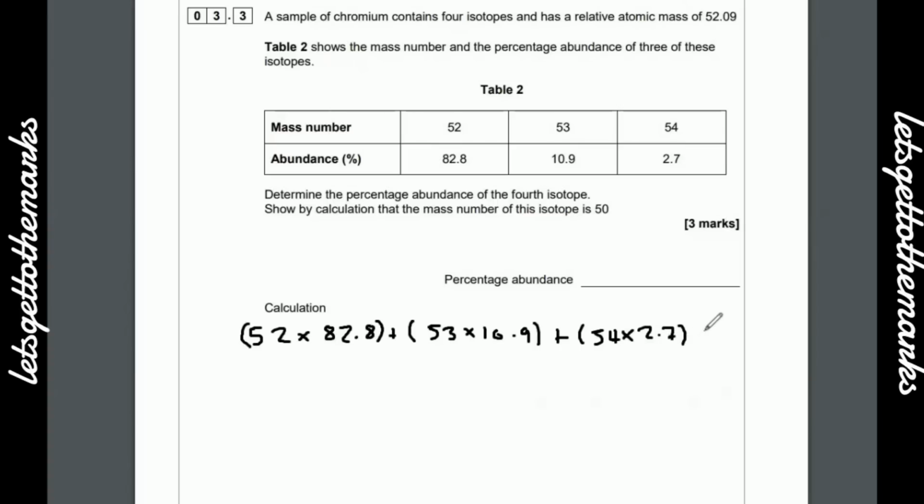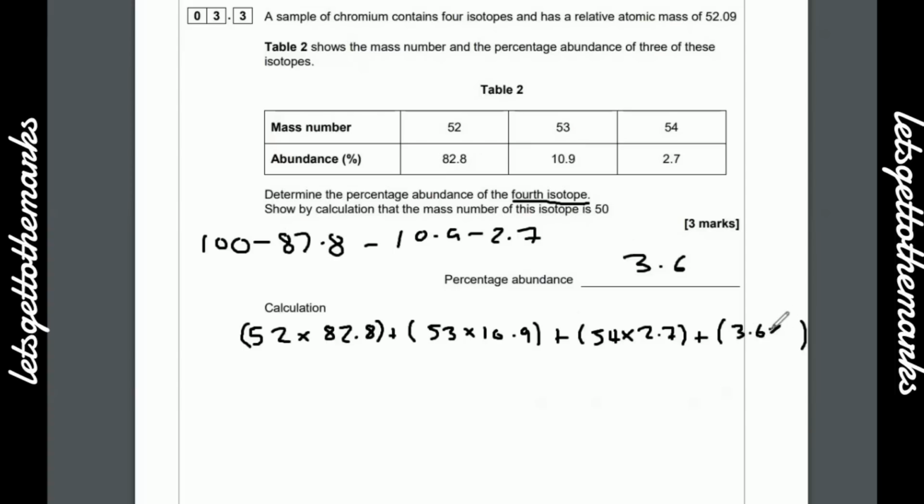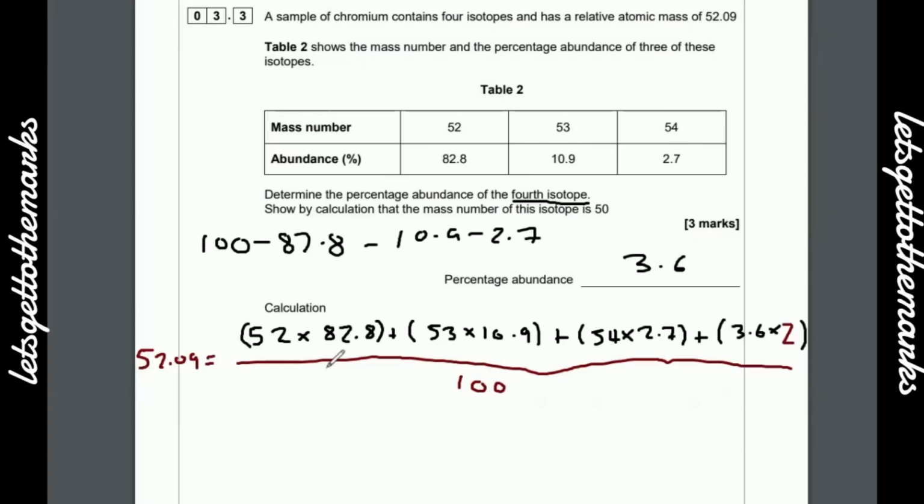And then that's all going to be over 100, and that's going to be added to the percentage abundance, first of all, of our missing isotope. And that's quite simple. We know the total abundance is 100, so we're just going to minus 82.8 minus 10.9 minus 2.7, and that's going to give us 3.6. So we know our missing abundance is 3.6. I'm going to multiply that by my symbol, Z. So I'm using a Z to represent the mass number, which we know is roughly 50. The question tells us that it's going to work out to be 50, but we need to show it by calculation. So we're dividing by 100, and that equals 52.09.